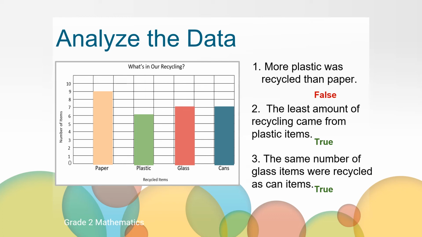If you added up the total number of items collected from each category, you found that 29 items were recycled in total.